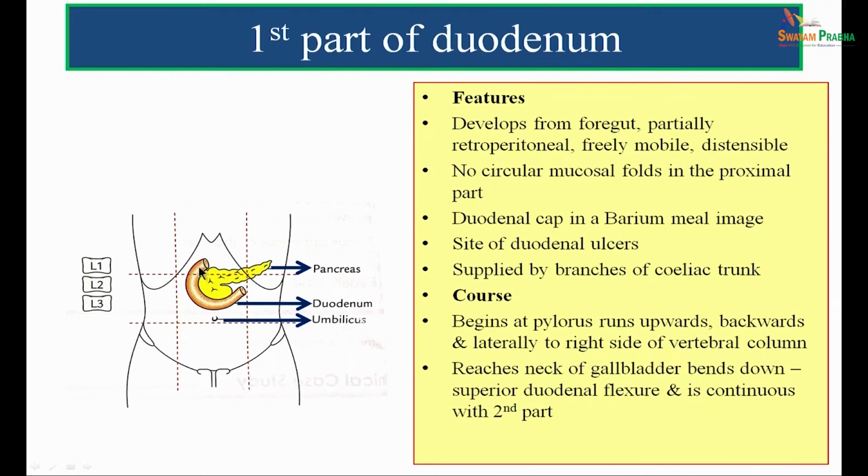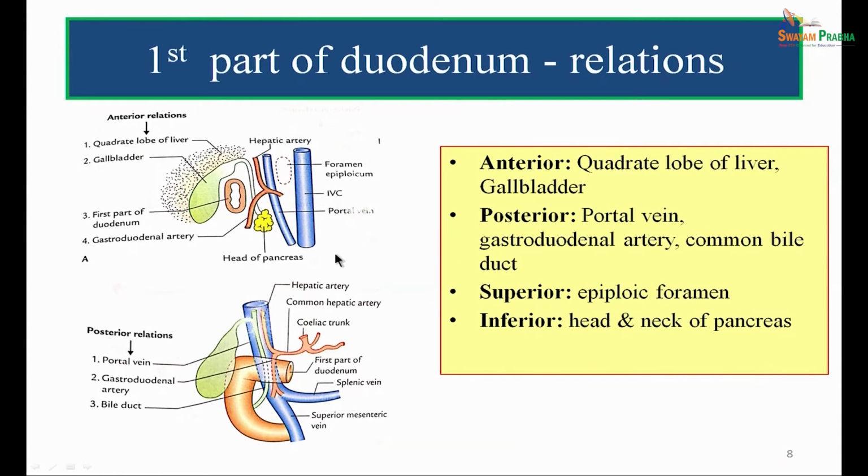Coming to the course of the first part, it begins at the pylorus. It runs upwards, backwards and laterally to the right side of the vertebral column, reaches the neck of the gallbladder and then bends down to make a bend or flexure known as the superior duodenal flexure, after which it is continuous with the second part.